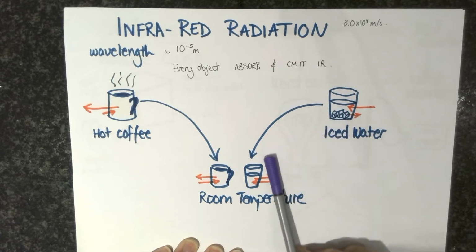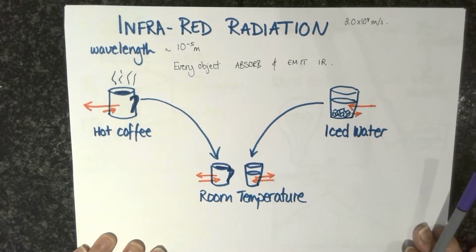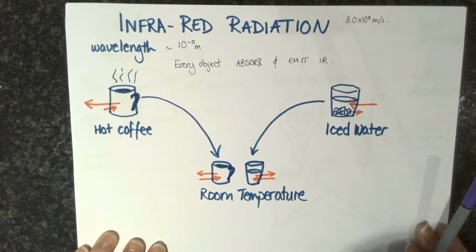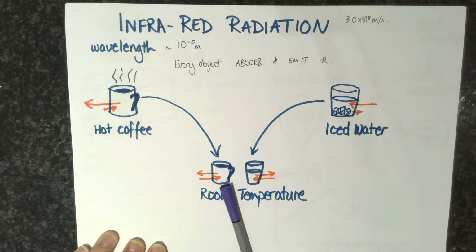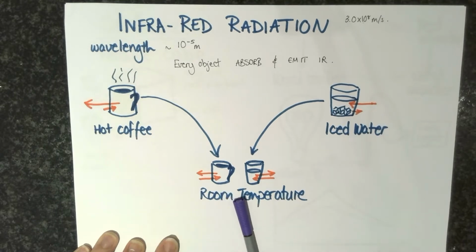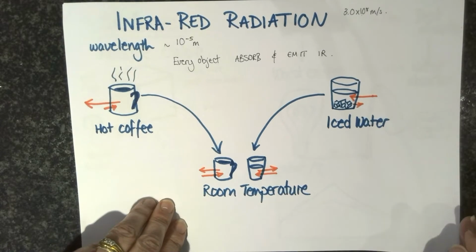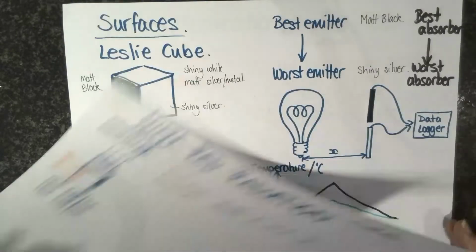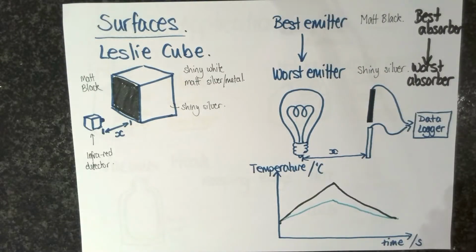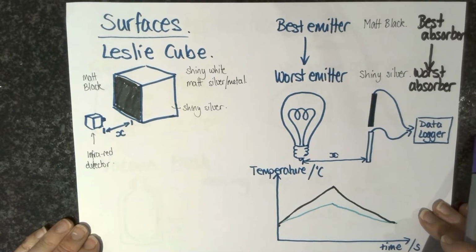So at some point, if I leave them because I've forgotten about my coffee and my water, they will come to a point when they are at the same temperature as the room. They're in thermal equilibrium with the room. And at this point, the infrared emitted will equal the infrared absorbed, both into my coffee and into my iced water. Now, different surfaces emit infrared radiation and absorb infrared radiation differently.